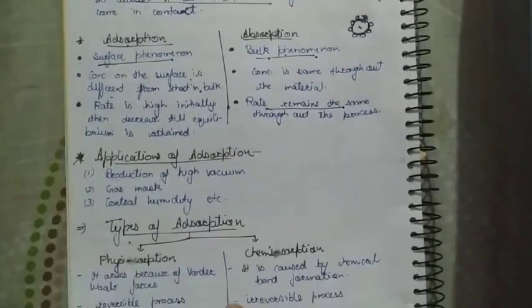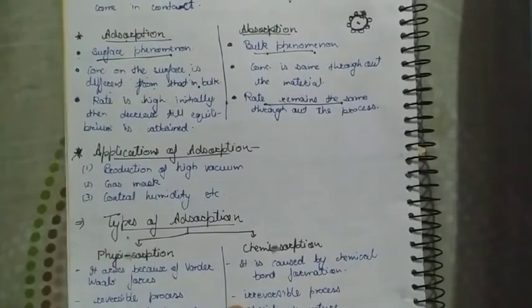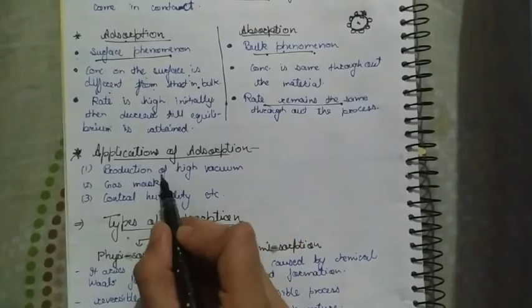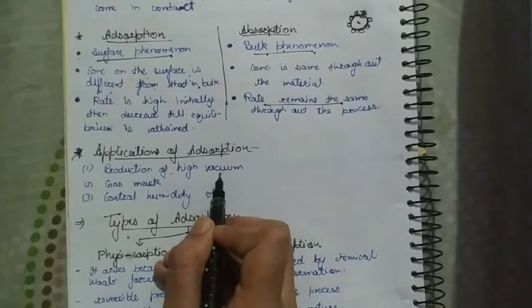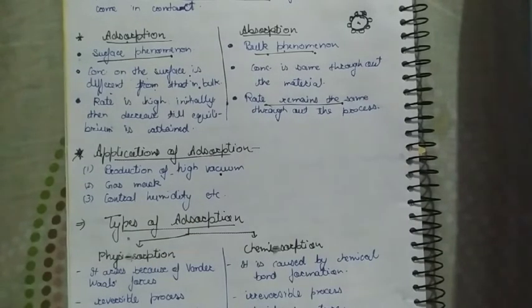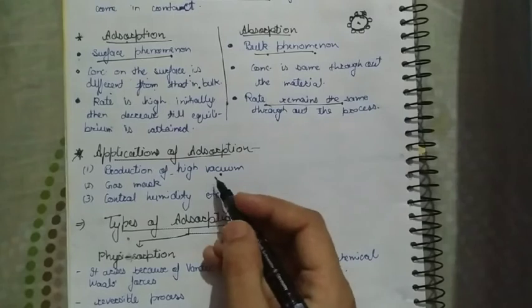There are lots of applications of adsorption, some of which I have listed. It is used in creating vacuum. Just as you must have seen a thermos or a thermoflask. It has a coating of silica around it to prevent any leakage of gas, it will prevent the vacuum.